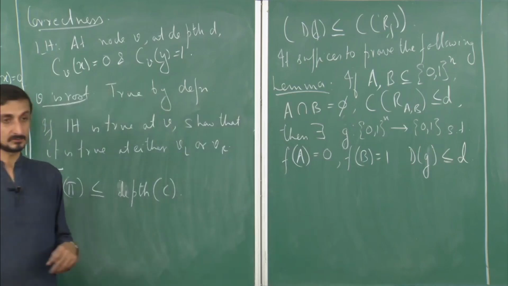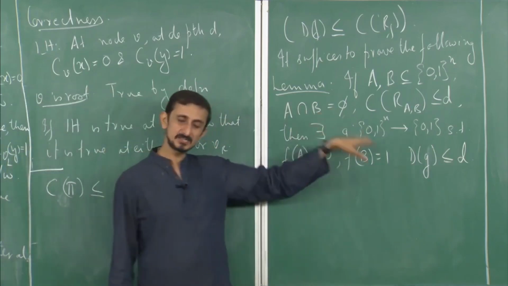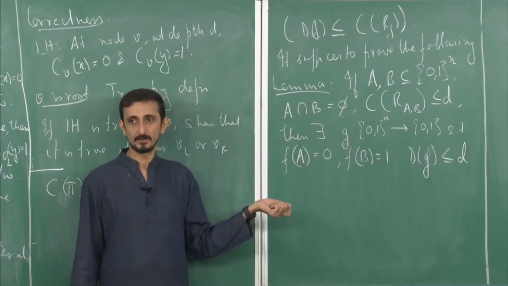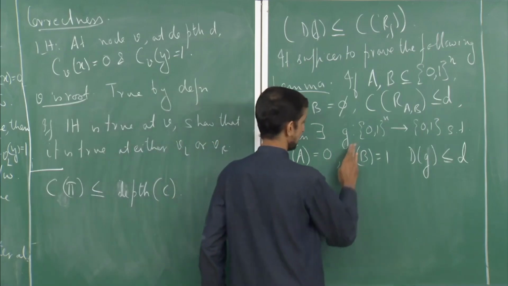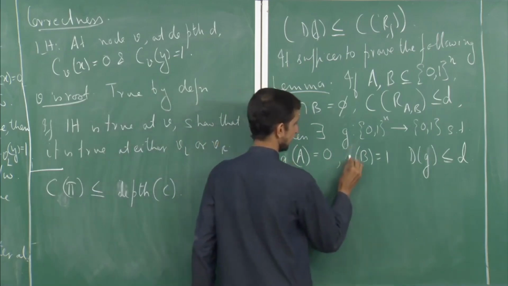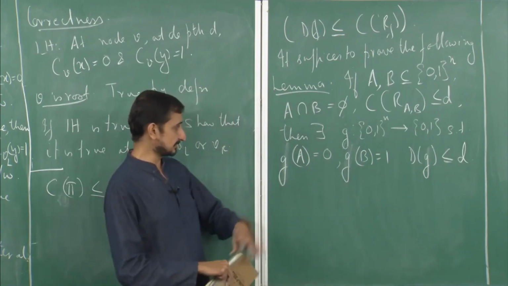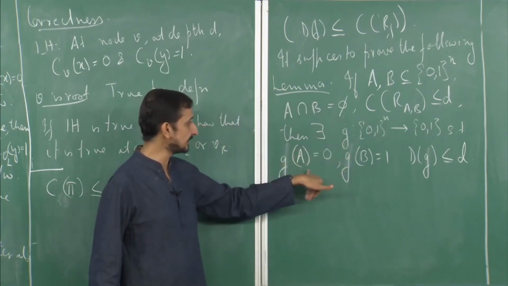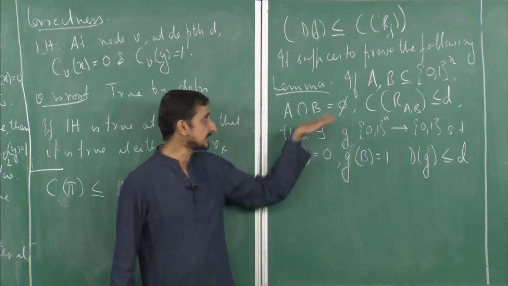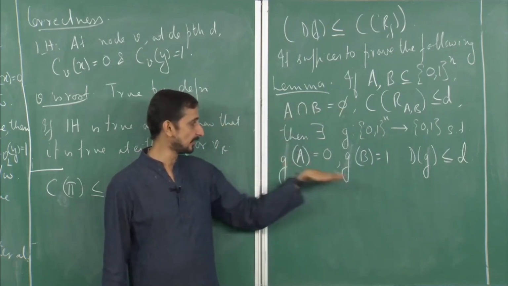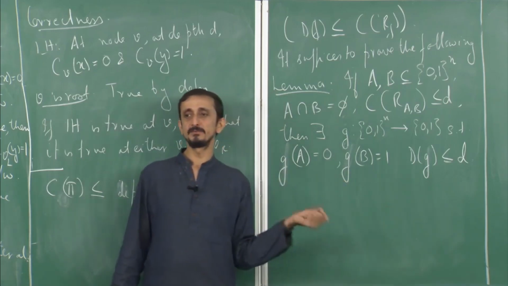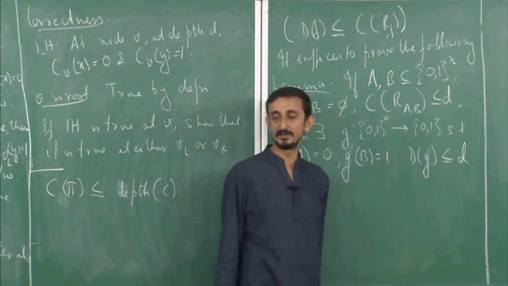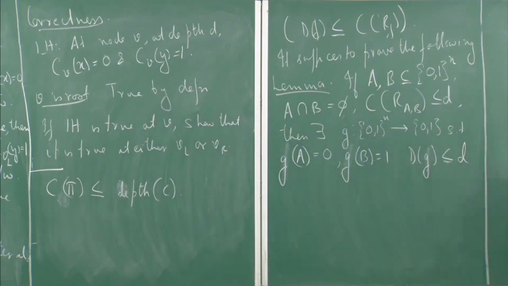Exactly. So if there exists this g, then it must be the case that g is equal to f, because by my definition, g of a, g of b. If there exists a g such that g of a is 0 and g of b is 1, it is actually matching with f. We know that f of a is 0 and f of b is 1, and g of a is 0 and g of b is 1 implies that f is equal to g. So therefore, d of f is also bounded by d. Okay, so proving this lemma would prove the result for us.